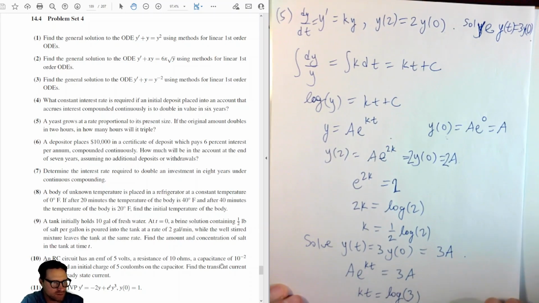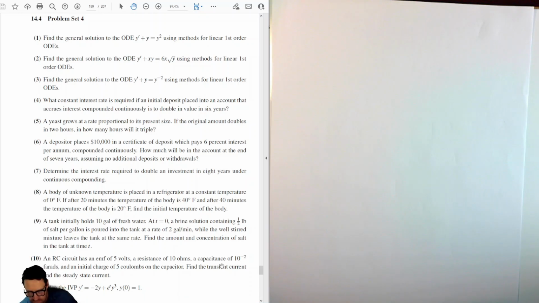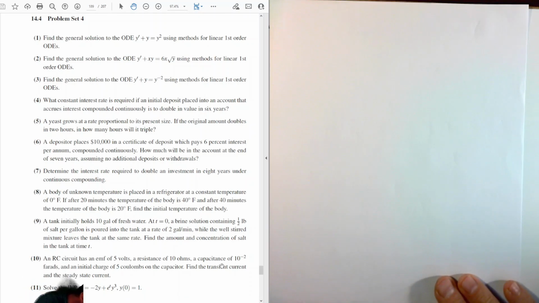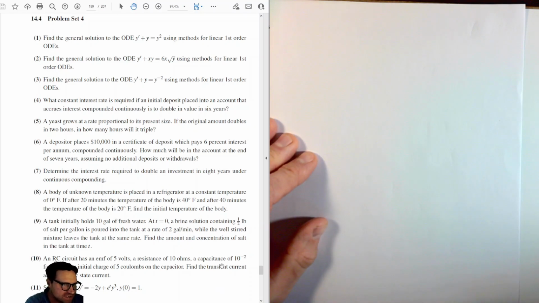Okay, let's move on to question 6. A depositor places $10,000 in a certificate of deposit which pays 6% per annum, compounded continuously. How much will be in the account at the end of 7 years, assuming no additional deposits or withdrawals?